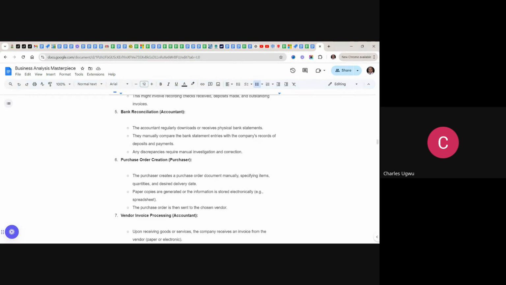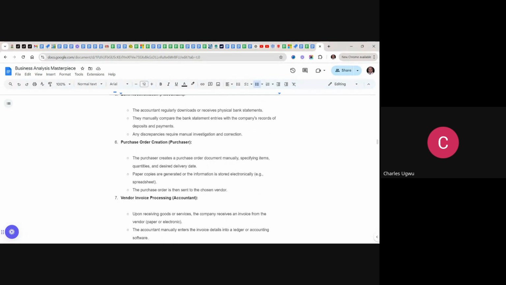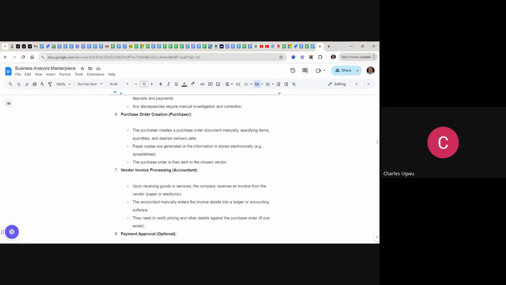Now, the purchaser is telling you, the business analyst, how he does his own job. The purchaser creates a purchase order document manually, specifying the item they want to buy, the quantity, and the desired delivery date. Paper copies are generated, or the information is stored electronically if they have any, such as a spreadsheet. And then the purchase order is sent to the vendor. The vendor, invoice processing.